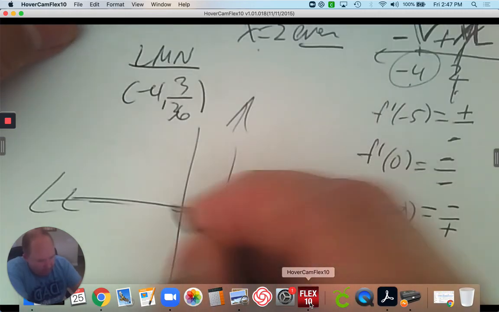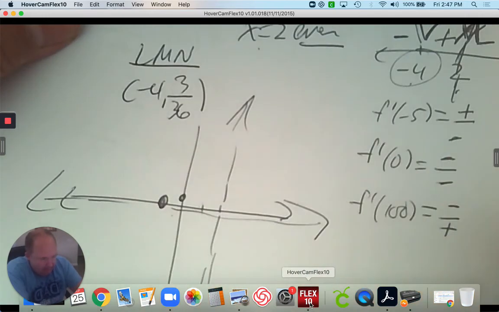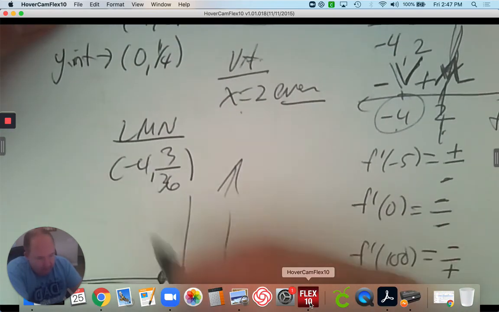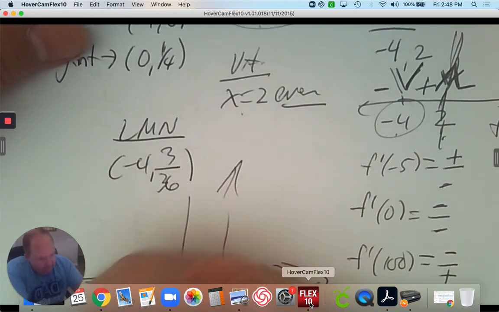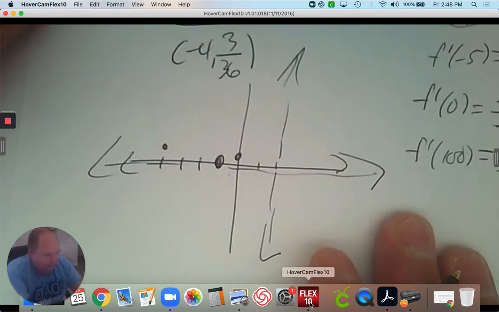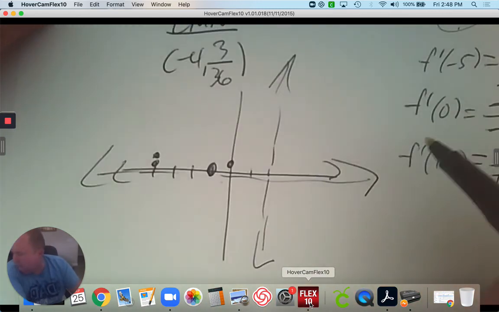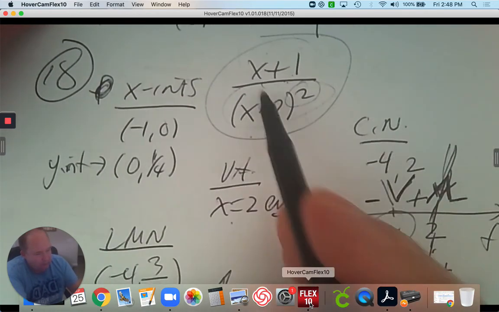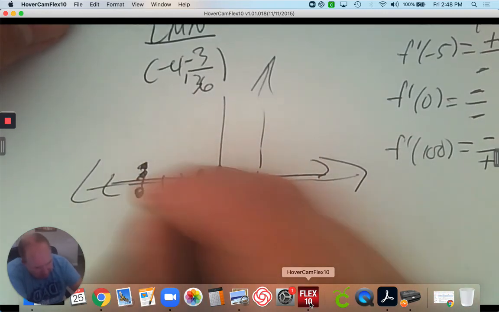We have negative 1, 0. And we have 0 and a quarter being a maximum. Oh no, 0 and a quarter is a y-intercept. We have negative 4. Right there. And 3. So 3 over 16th. So that's a minimum. Oh, right there. Tough little one. It's negative, right? Is it? Did I get that one wrong? So when you plug in negative 4, it should be negative 3 over 36. So it's just below. Right there.